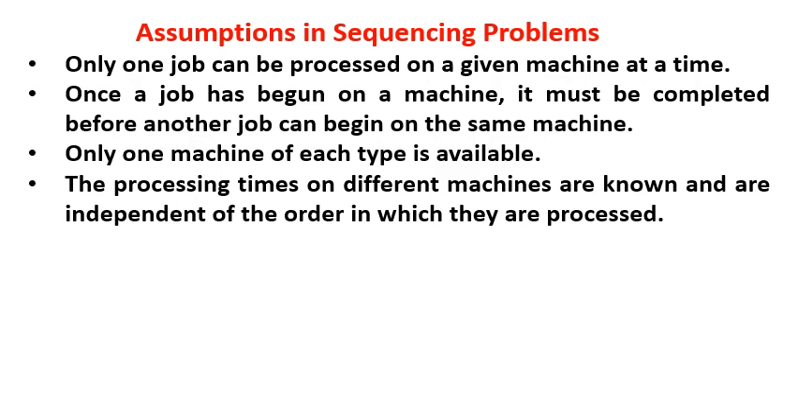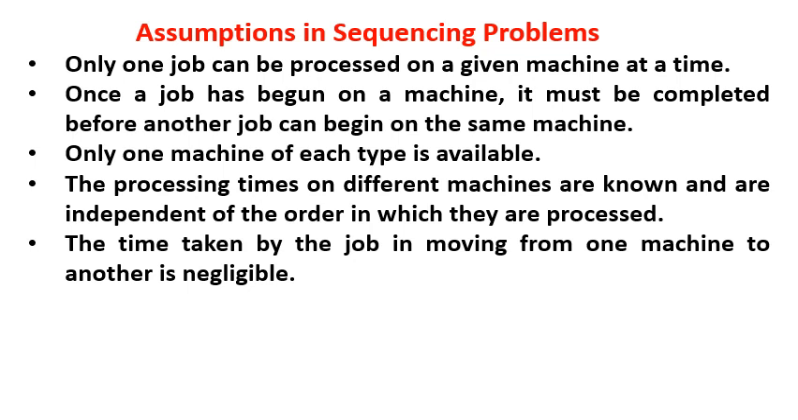So all the jobs with the processing times on individual machines are known. That assumption, that we know the processing times on different machines, is fully known and independent of the order in which they are processed. This assumption is very important. When we find out the sequence using quantitative techniques, which we'll see in the subsequent sessions, this particular assumption becomes very important.